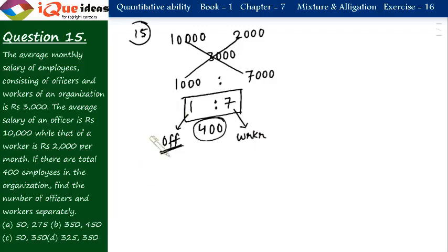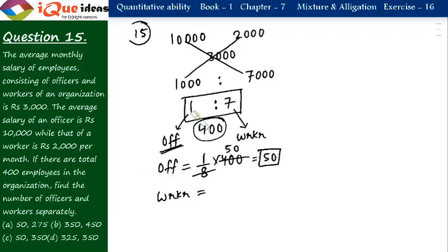So we divide 400 in the ratio of 1:7. The number of officers would be equal to 1 by 8 into 400. 8 cancels 50 times, so it is equal to 50. And the number of workers would be the remaining people, that would be either 400 minus 50, or you can divide from ratio, 7 by 8 into 400, that is 350. So 8 cancels 50 times, 50 into 7 is 350. So there are 50 officers and 350 workers.